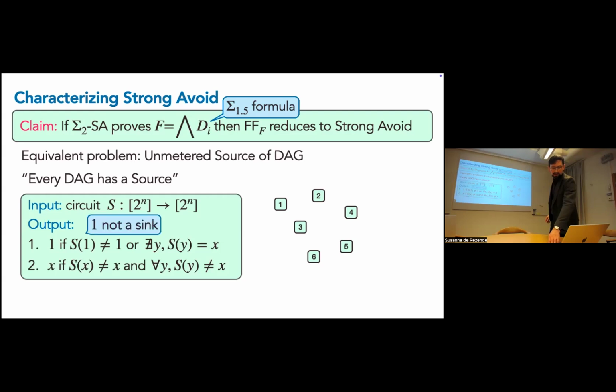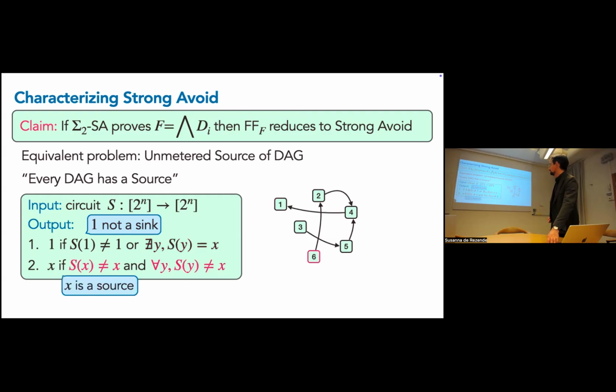And you want to output either 1 if 1 is not a sink. You're looking for a source. This is like a universally quantified thing. So 1 is not a source if either 1 points to something, so it doesn't self-loop, or nothing points to 1. The first thing is just saying 1 has to be a sink, and that means that somewhere else in the graph there has to be a source. The second thing just says find a source. So in this example, 6 is the source.